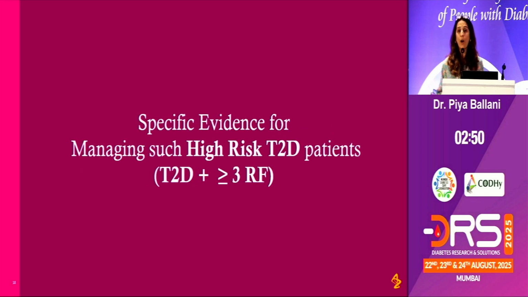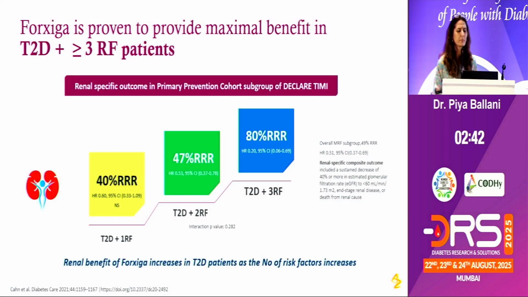So let's understand now, we've talked about the problem. Let's see what our solutions are. What is the evidence in terms of managing this kind of high-risk group? What we're specifically going to zone in on today is dapagliflozin, with the innovator molecule Forxiga, which has an immense body of evidence in the form of what we're going to talk about over here.